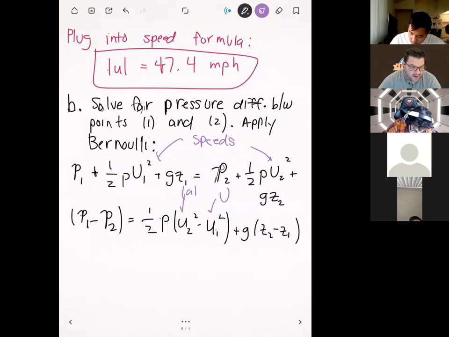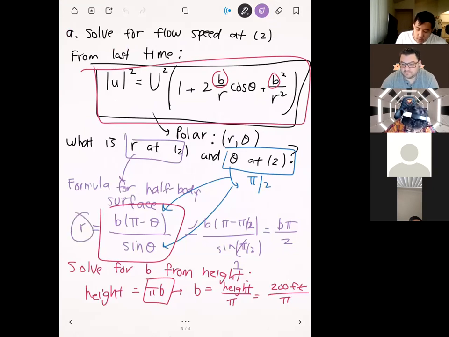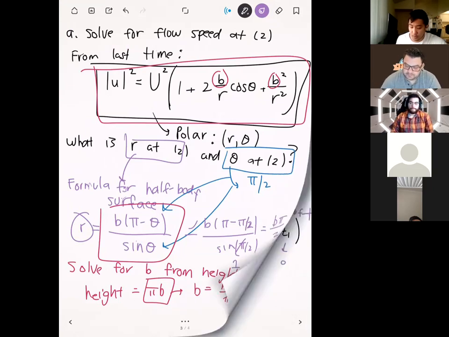Z1 is just going to be 0 because that's the height of point 1. And then the height of point 2 we can just solve for. It's just going to be r at point 2, which is going to be 100 feet. We solved for that in part A as well. Remember our r was b pi over 2, and since b is 200 over pi, the height of point 2 in this case is going to be 100 feet.